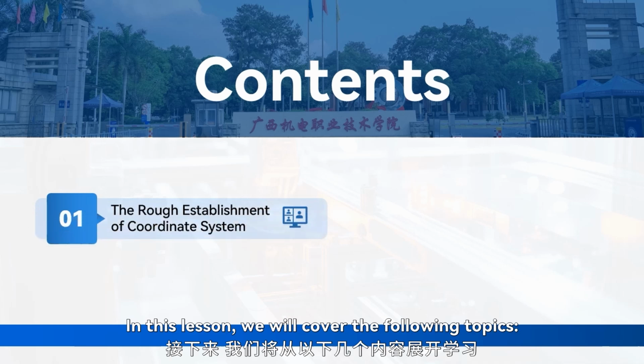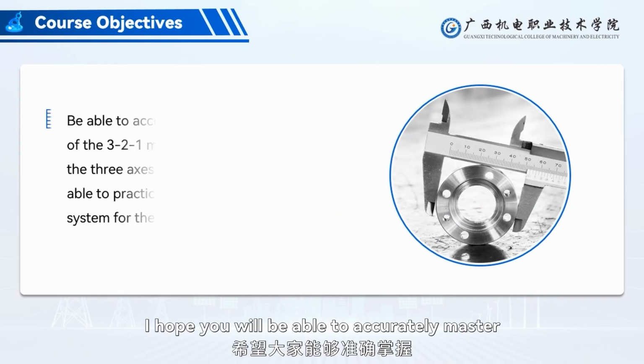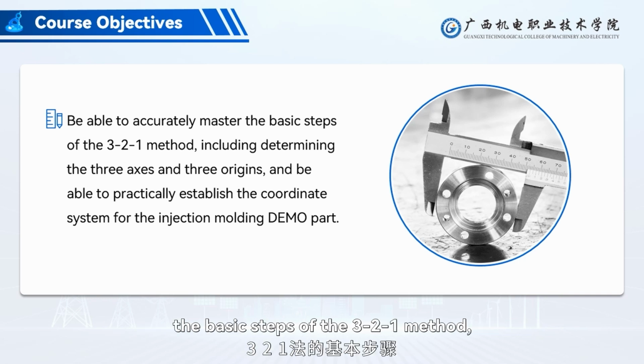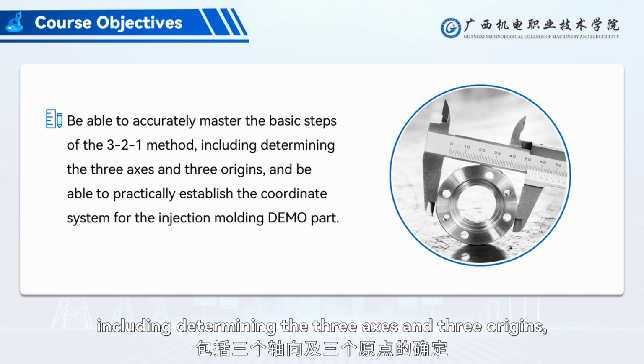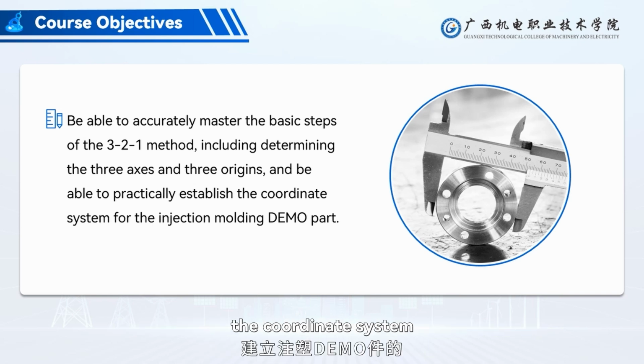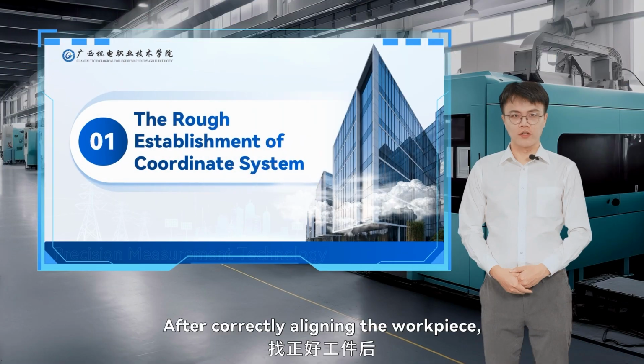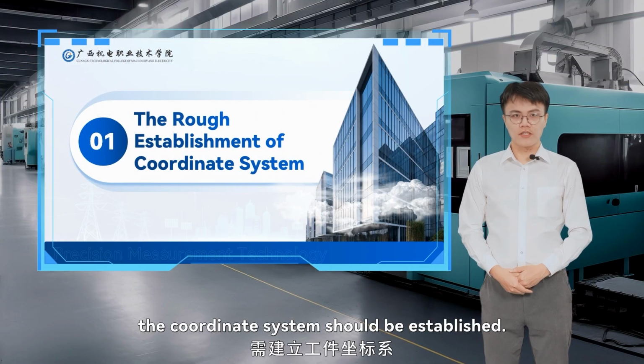In this lesson, we will cover the following topics. Through this lesson, I hope you will be able to accurately master the basic steps of the 3-2-1 method, including determining the 3 axes and 3 origins, and be able to practically establish the coordinate system for the injection molding demo part. After correctly aligning the workpiece, the coordinate system should be established.